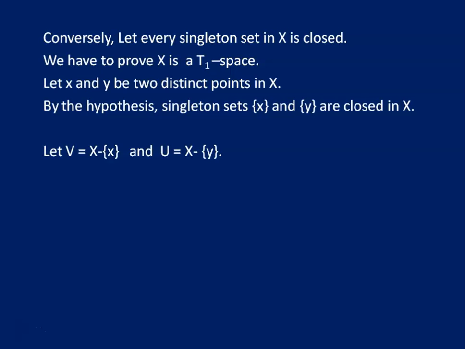Let us give a name to it. Let B be this set, the complement of {x}. Similarly, X minus {y} is also an open set. Let us call it U. So U is our X minus {y} and B is our X minus {x}. So these U and B are two open sets in X. It is very clear from this that B contains y but not x, and U contains x but not y.